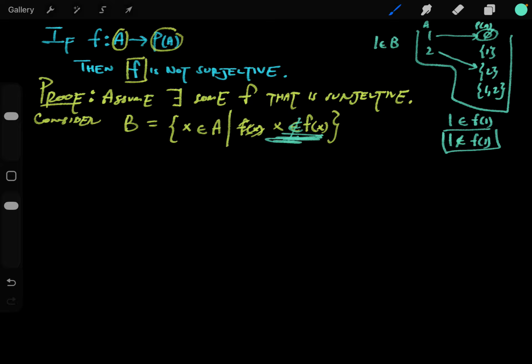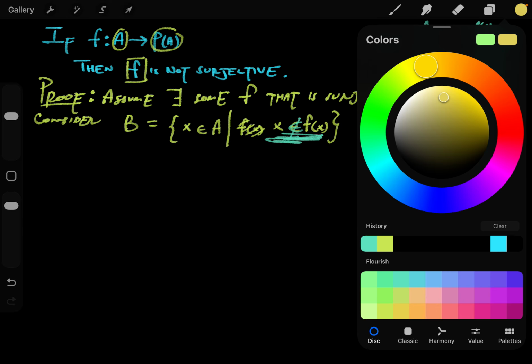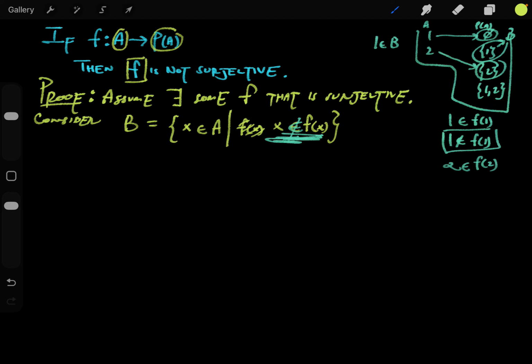Now ask yourself, is 2 in B? Well, no, because 2 is in the set that it's sent to. So in this case, B is just this subset right here, the subset containing 1. Now, if we look at B, consider B.